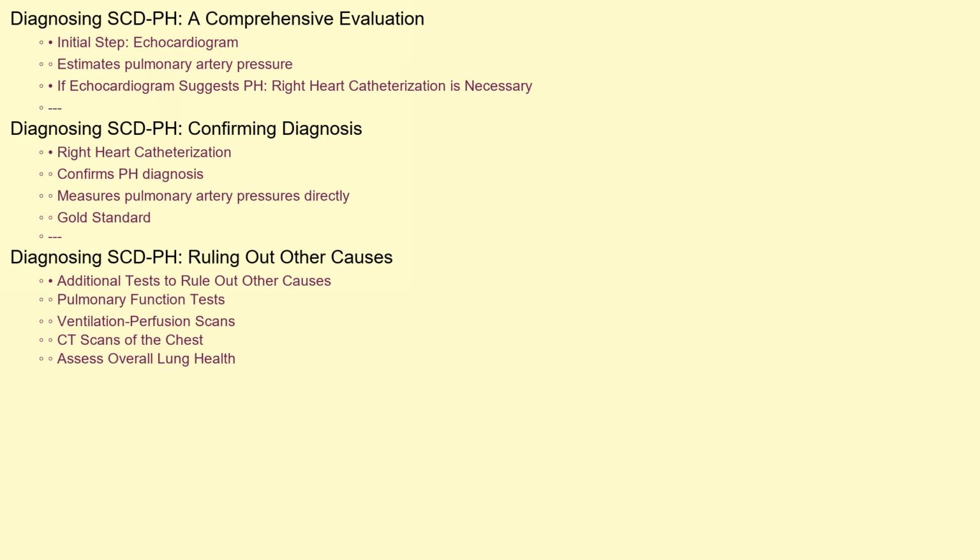Diagnosing SCD-PH requires a comprehensive evaluation. The initial step is usually an echocardiogram, which can estimate the pulmonary artery pressure. If the echocardiogram suggests pulmonary hypertension, a right heart catheterization is necessary to confirm the diagnosis and measure the pulmonary artery pressures directly. This procedure is the gold standard for diagnosing pulmonary hypertension. Other tests, such as pulmonary function tests, ventilation-perfusion scans, and CT scans of the chest, may be used to rule out other potential causes of the patient's symptoms and assess the overall lung health.